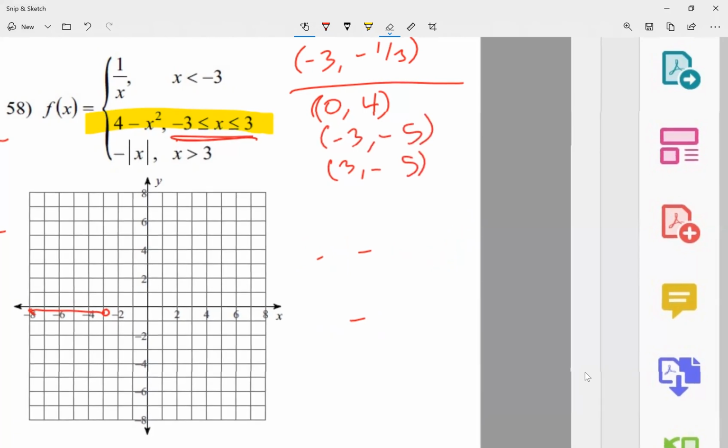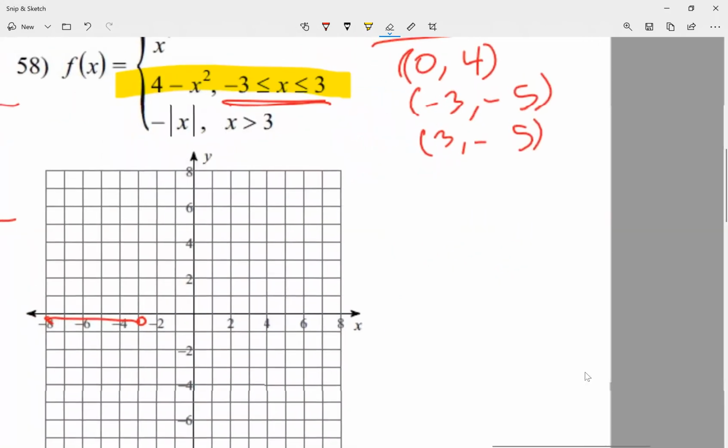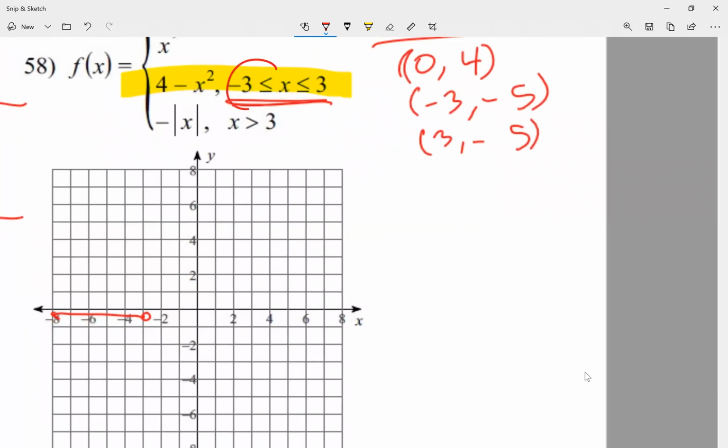So let me see. Let me erase this real quick. So points that I have. According to my equation, according to the inequality sign, my first one, the one where x equals -3, is going to be a closed circle. -3, -5. That's about here. The other point where x equals +3, 3, -5. That's also a closed circle. My vertex is the point 0, 4. That's in between there. So it looks like a U shape, where my vertex is 0, 4.